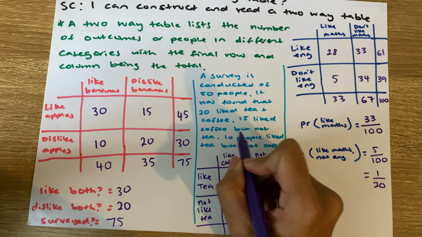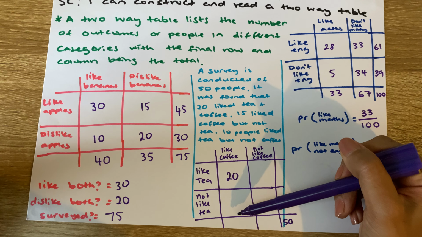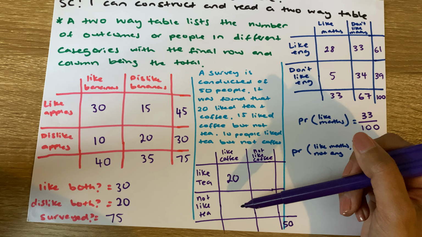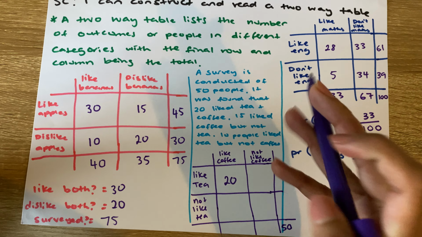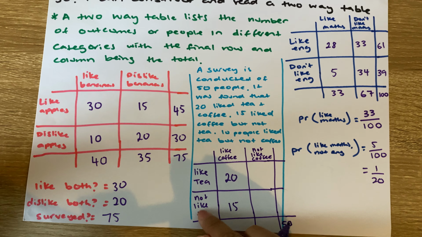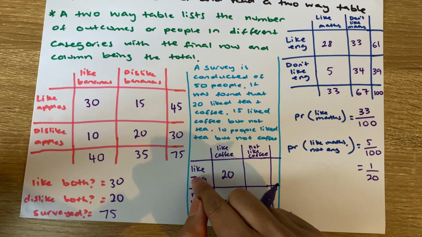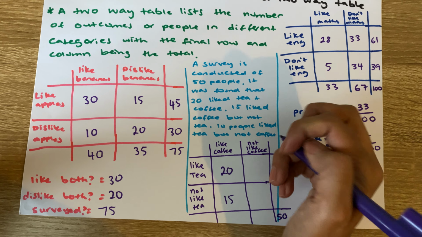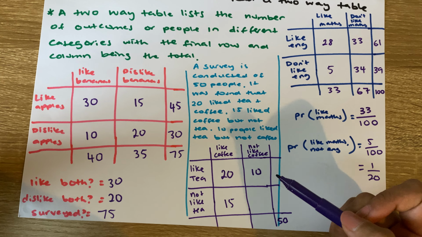15 liked coffee, but not tea. So we go to the like coffee column, and the not like tea row, which is this one here. So 15 like coffee, but not tea. And then 10 like tea, but not coffee. So we're going to go like tea, but not coffee, which is 10. And now we're going to be expected to fill in the blanks.